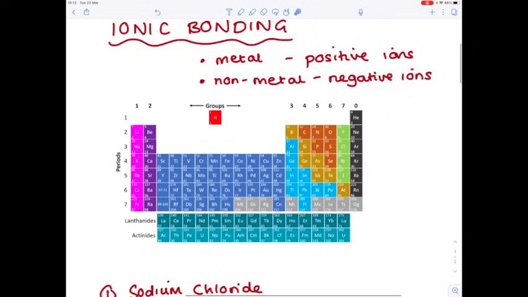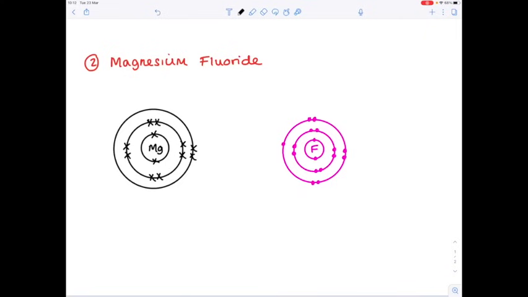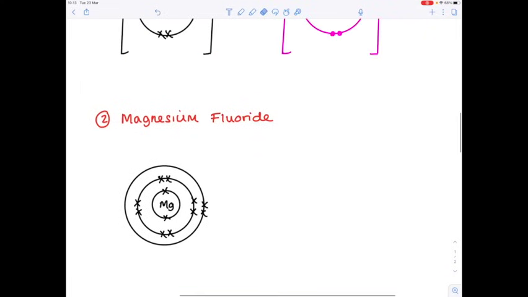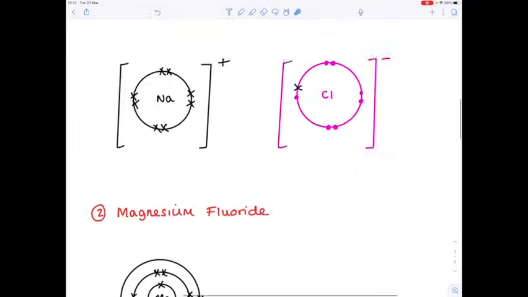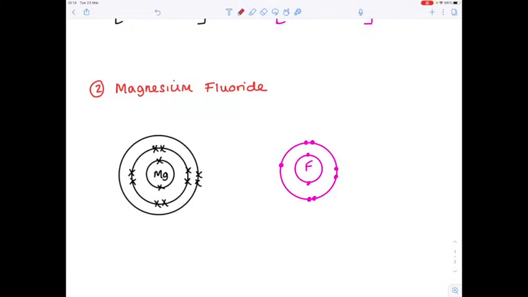So let's have a look at magnesium in the periodic table. It has 12 electrons. Now we need to look at fluorine in the periodic table. Here it is. It has 9 electrons. So now we're ready to work out what's going to happen.